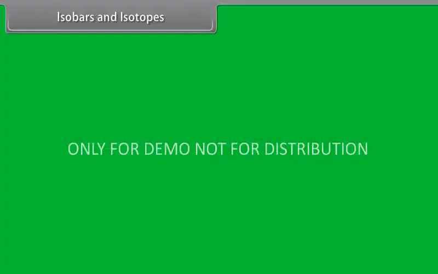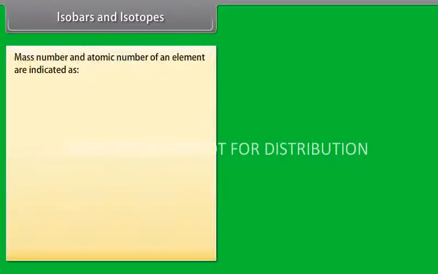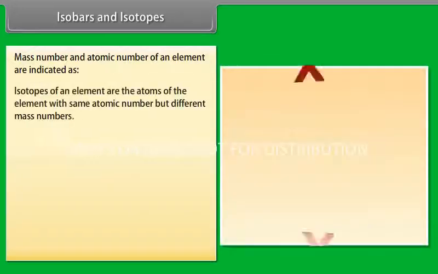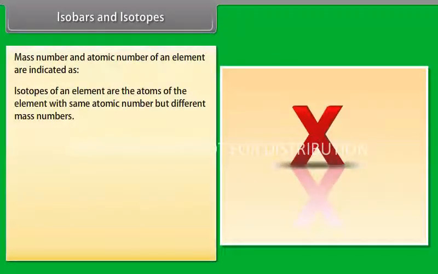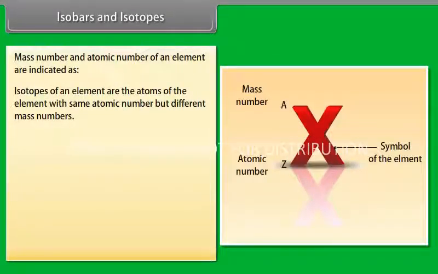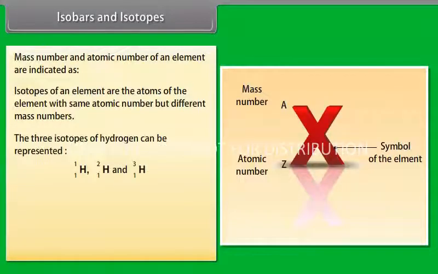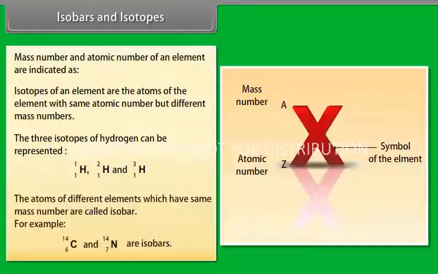Isobars and isotopes. Mass number and atomic number of an element are indicated as: isotopes of an element are the atoms of the element with same atomic number but different mass numbers. The three isotopes of hydrogen can be represented. The atoms of different elements which have the same mass number are called isobars.